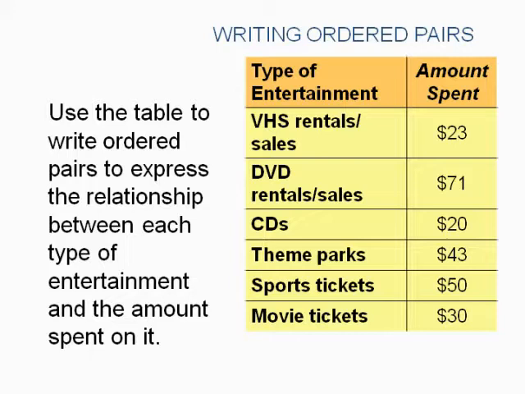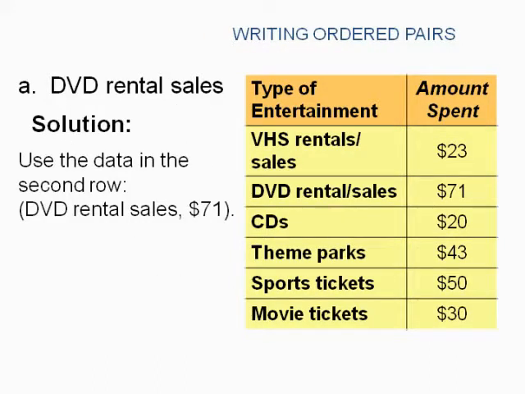Now, not only can you just write things when you use the rectangular system in terms of x and y, sometimes you business people out there may get charts like this. It says use the table to write ordered pairs to express the relationship between each type of entertainment and the amount of money spent on it. So they may even call the types of entertainment here, and let's go to a pretty blue on this one, we can call this whole column X and the amount spent Y, or whatever you want to do on that one.